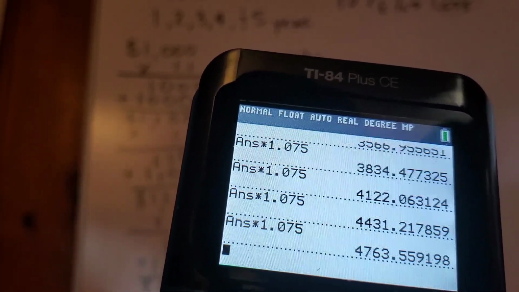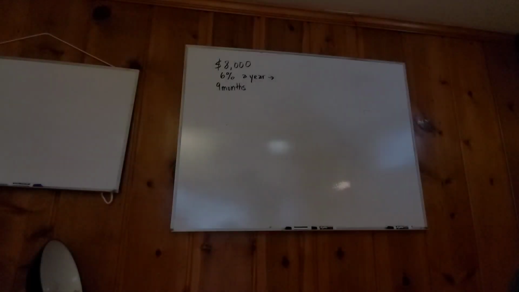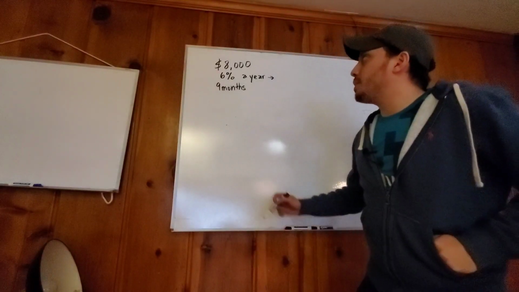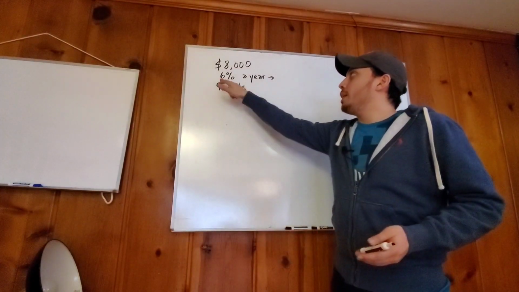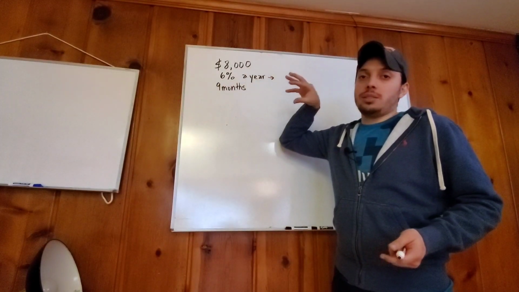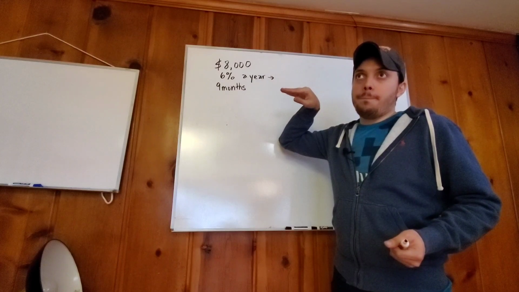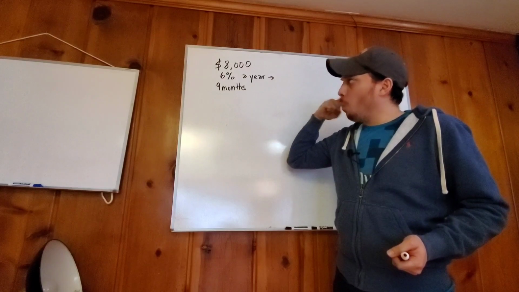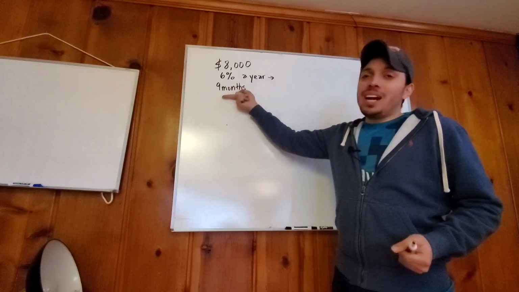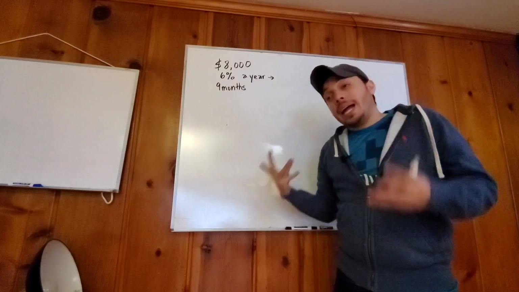All right, let's move on to example number 3. Example number 3 says if we have $8,000 that we deposited into an account that gives us 6% interest in 1 year, after 9 months, how much do we have? So that is very important.